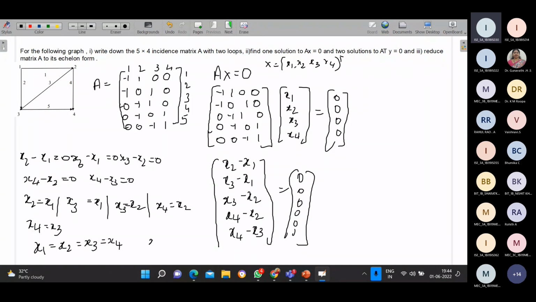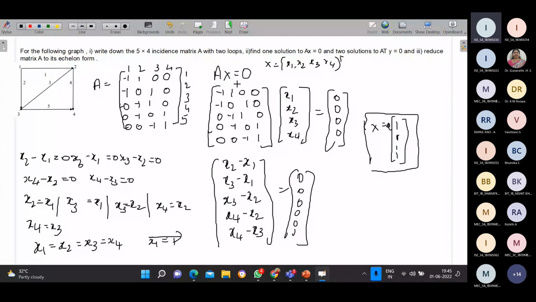So x, they have told it is always spanned by the vector 1, isn't it? So we'll get the matrix X, the potentials, as a constant A into 1, 1, 1, 1. So this is the potentials. You can take A common outside, and this will be the potentials. So this is the one solution for the equation Ax is equal to 0. So this is how we solve.